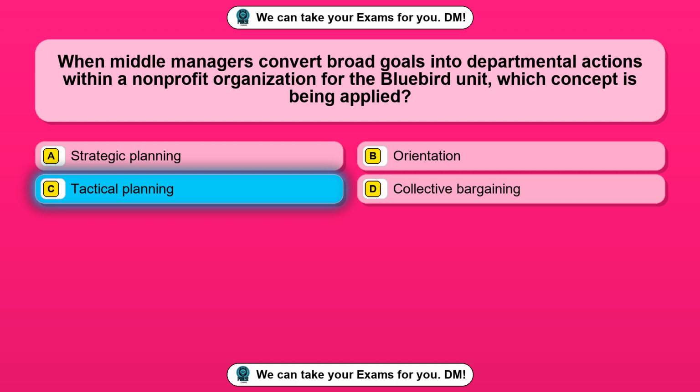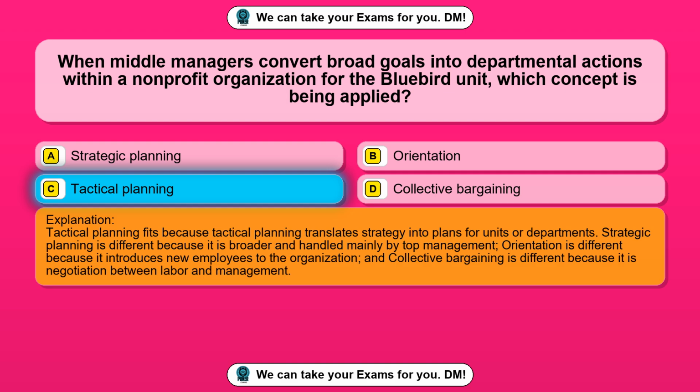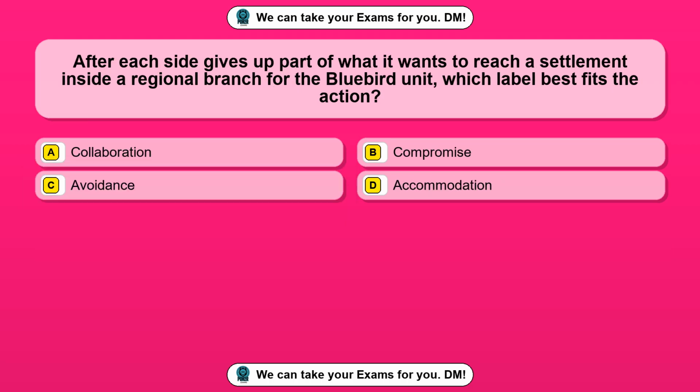Tactical planning. Tactical planning fits because tactical planning translates strategy into plans for units or departments. Strategic planning is different because it is broader and handled mainly by top management. Orientation is different because it introduces new employees to the organization, and collective bargaining is different because it is negotiation between labor and management.